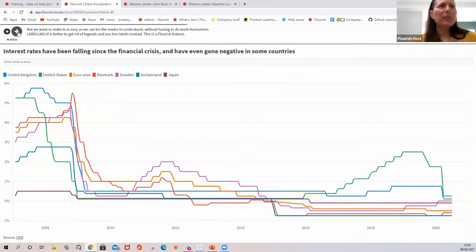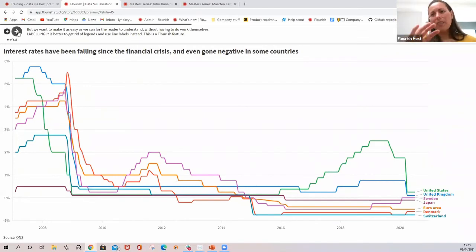So if we step through our framework, the first thing we could do is labeling: get rid of that legend. It gets rid of the space up here. It's much easier for people to see what series is what with a label at the end. And this is now a Flourish feature, so you can just switch this on. It's quite easy. So yes, we thought about our labeling.